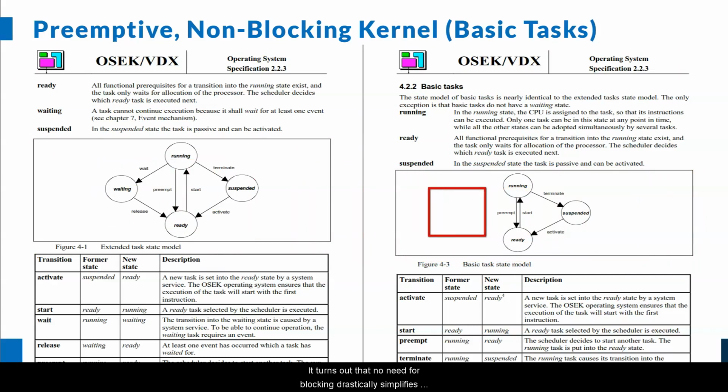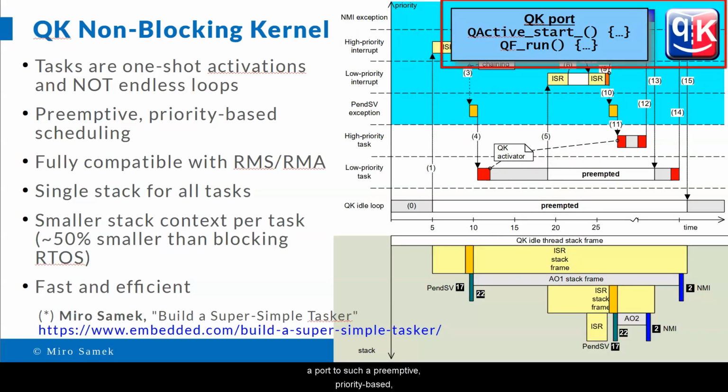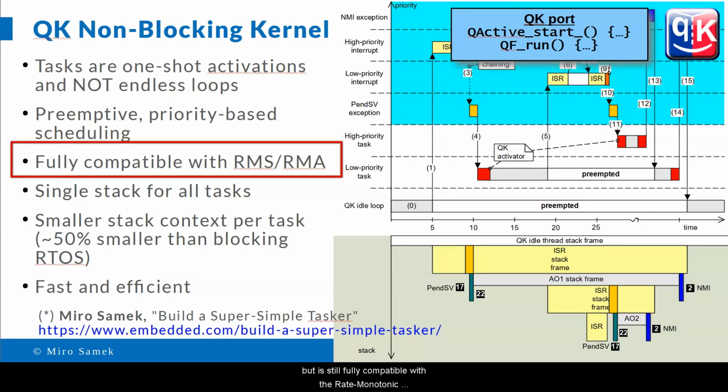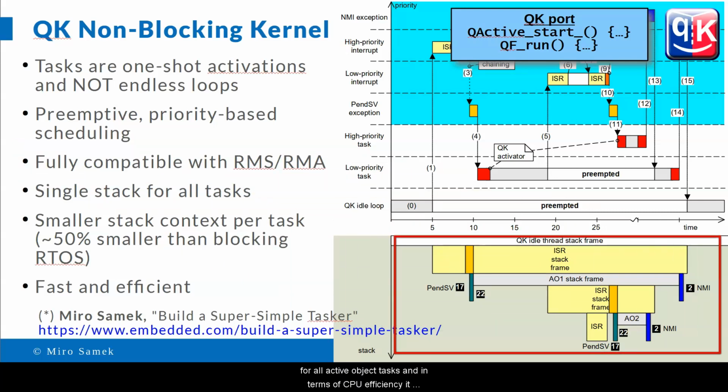It turns out that the lack of need for blocking drastically simplifies the kernel and enables all basic tasks to use a single stack. The QP framework provides, among others, a port to such a preemptive, priority-based, but non-blocking kernel called QK. QK can execute only basic tasks, but it is still fully compatible with rate monotonic scheduling, rate monotonic analysis, so it can guarantee hard real-time performance. At the same time, QK needs only a single stack for all active object tasks, and in terms of CPU efficiency, it will outperform any traditional blocking kernel.